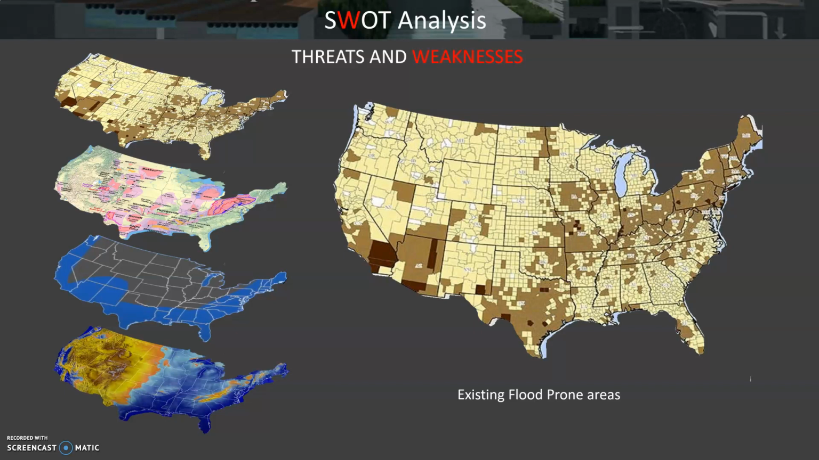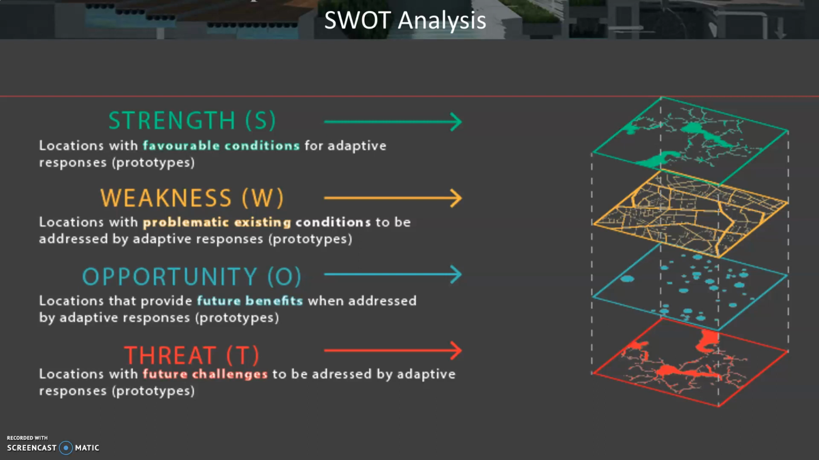SWOT stands for strength, weakness, opportunity, and threat. For this particular case, we can think about strength as the favorable condition of a particular site that makes an intervention suitable. And the weakness will be an existing problem at the site that can potentially be addressed by a particular intervention you would like to propose.